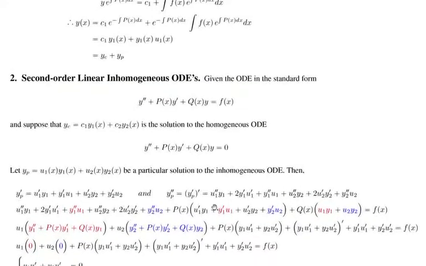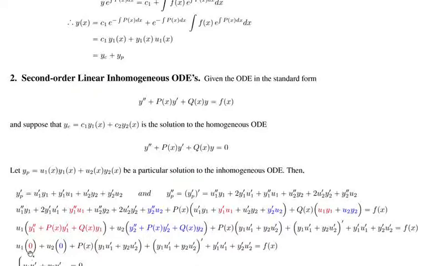Now what I'm going to do is order the terms. First I'm going to pick the terms that are multiplied by u1, which are shown in red, and factor u1 out. So I'm going to get u1 times y1 double prime plus p of x y1 prime plus q of x y1. Note that since y1 is a solution of the homogeneous ODE, this term in red is nothing but 0.